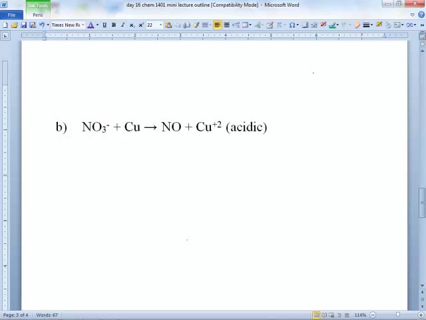So first step, break them up into their half reactions. That's the first step. Break them up into their half reactions, and then balance everything but O and H. That's the next one. Balance everything but O and H.